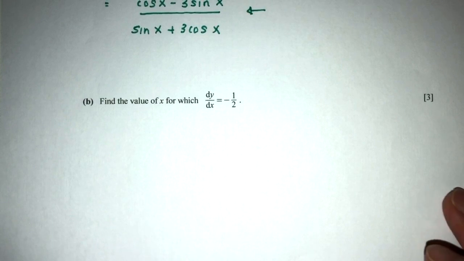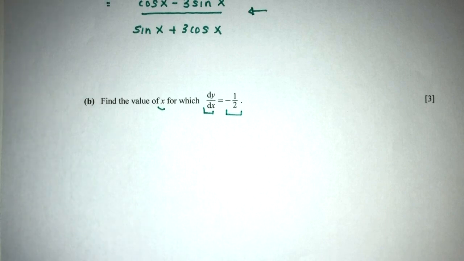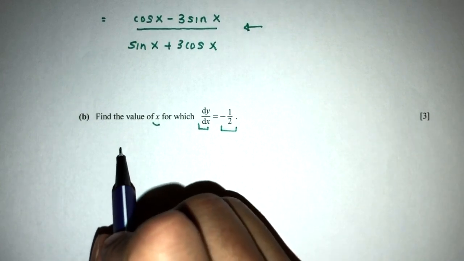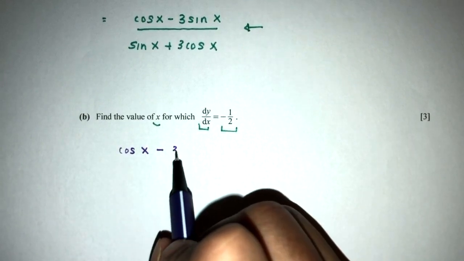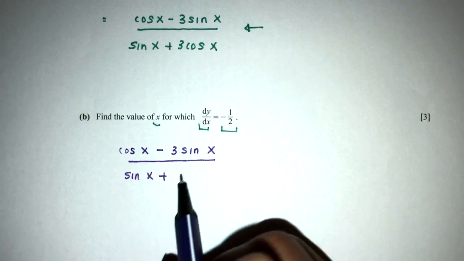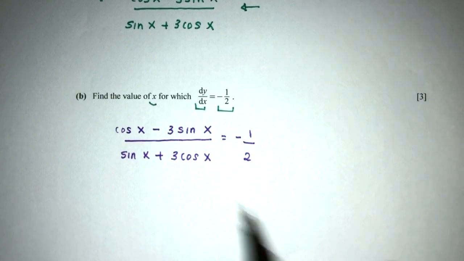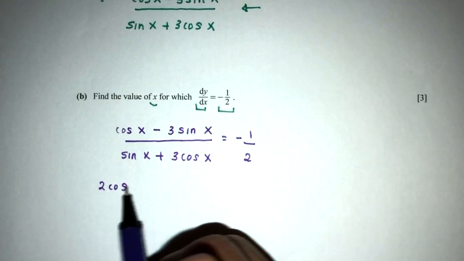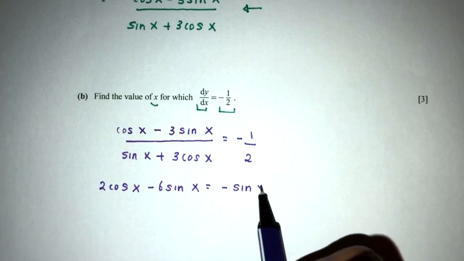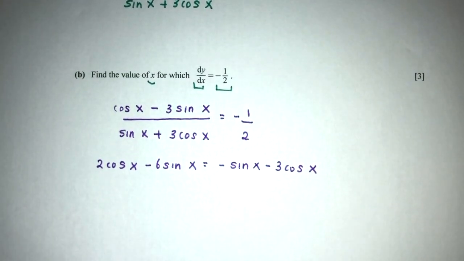Now part B, we have to find the value of x for which dy by dx is minus half. So since we know what dy by dx is, we can just replace that by part 1 to see what happens. So you will have cos x minus 3 sin x over sin x plus 3 cos x is equal to minus half. First step, we can just cross multiply. You will see that we'll have 2 cos x minus 6 sin x equal to minus sin x minus 3 cos x. Okay, let's try to simplify this to see what happens.